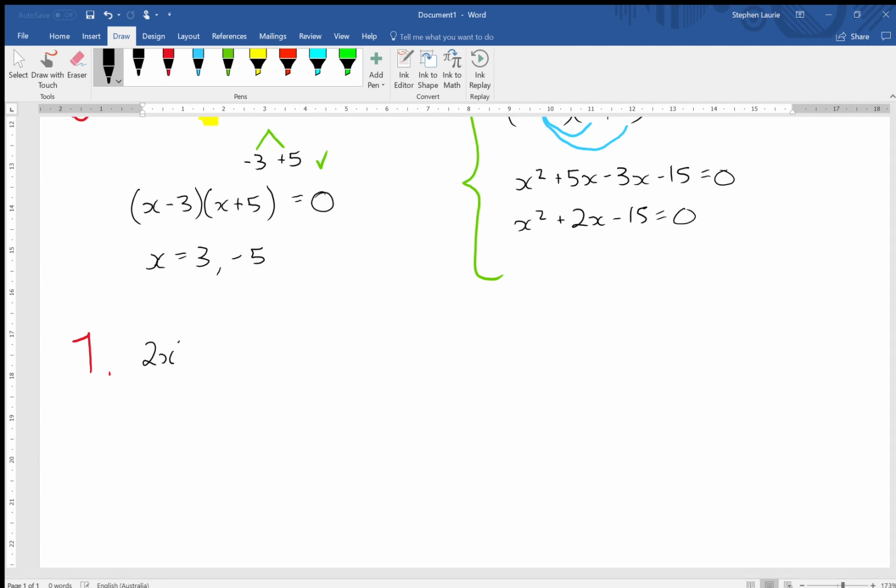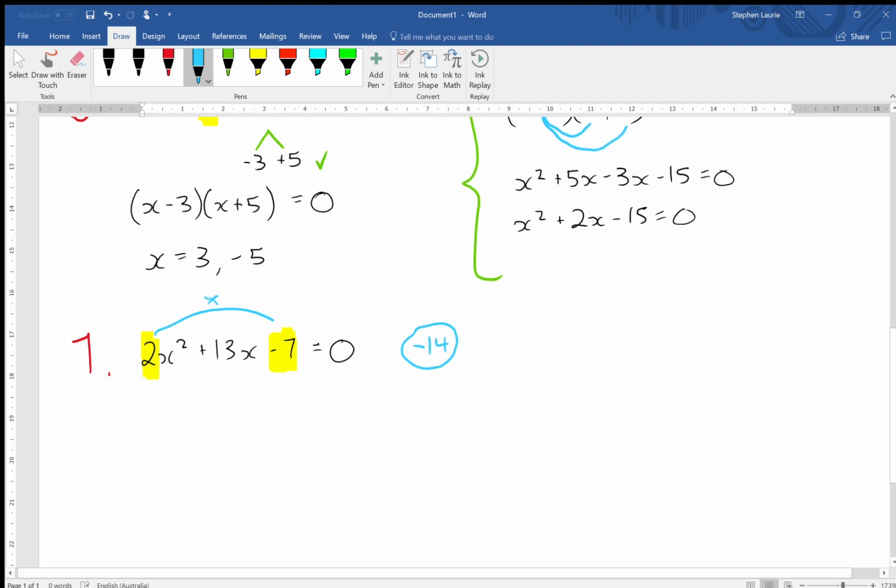Solve for x. 2x squared plus 13x minus 7 equal to 0. Alright, how'd you go? Did you realise that this one is a non-monic trinomial? So this is a harder trinomial. We can't do the same method that we just did in number 6. In this one, we have to look at the first term and the constant term, and we multiply those two together. So what do we get? 2 times negative 7 gives us negative 14.